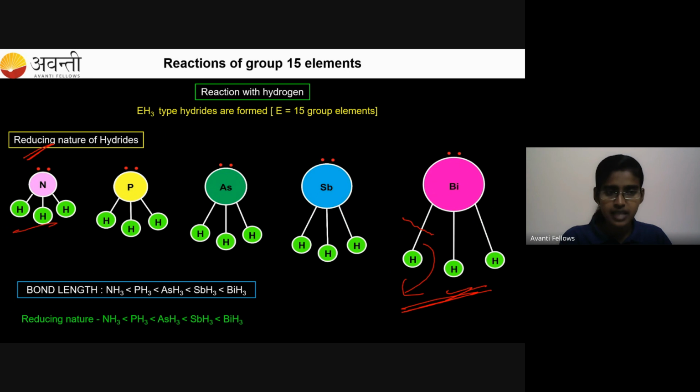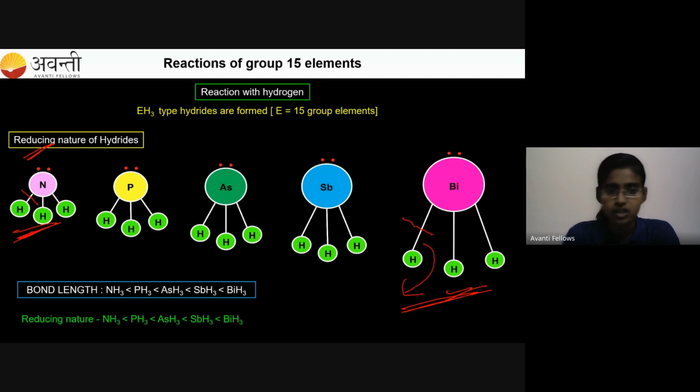When you see NH3, the N-H bond is very strong, the length is very short, and the strength is very high. So it is very, very difficult to break this bond. Hydrogen cannot come out so easily. So this molecule cannot act as a good hydrogen donor, so it is not a good reducing agent. BiH3 has the best reducing nature among these hydrides.